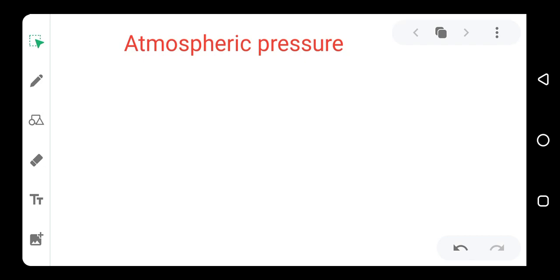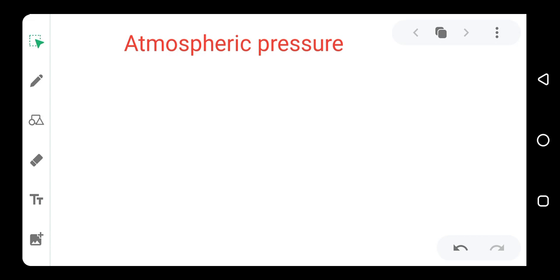In today's lesson, we want to look at atmospheric pressure, and that means we are basically looking at gas pressure. We've looked at pressure on a solid surface and pressure in a liquid in our previous lessons. So today we are focusing our attention on gas pressure and atmospheric pressure.